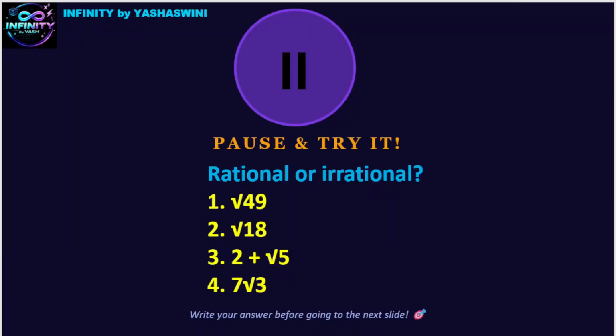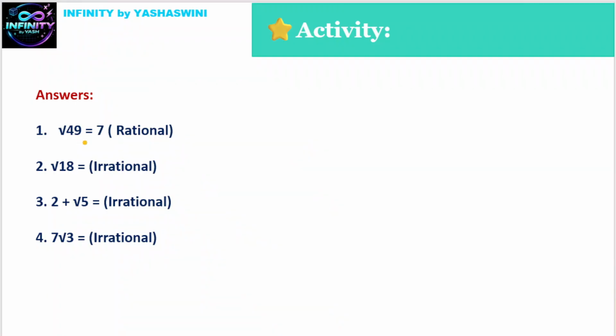Now a quick activity for you. Pause the video and find whether root 49, root 18, 2 plus root 5, 7 root 3 are rational or irrational. Got the answer? Root 49 is 7, since 7 times 7 is 49, so it is rational. Root 18 is irrational because 18 is not a perfect square. Then 2 plus root 5 is irrational. A rational plus an irrational is irrational. Then 7 root 3 is irrational.